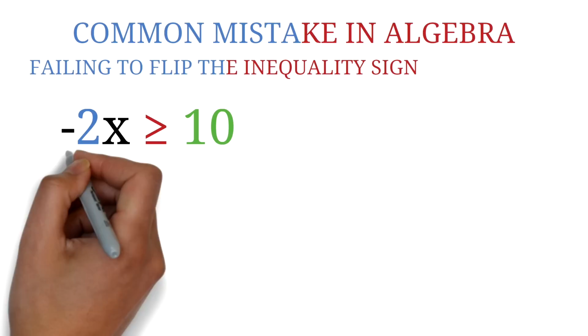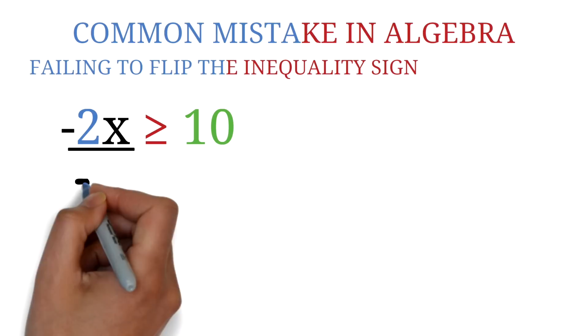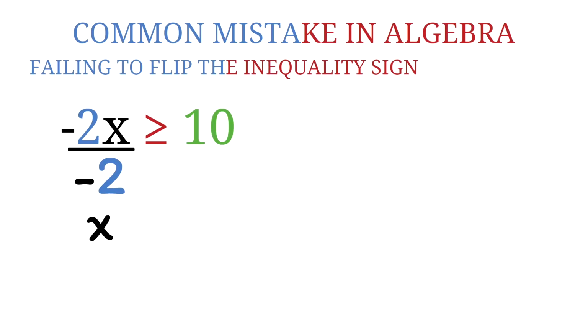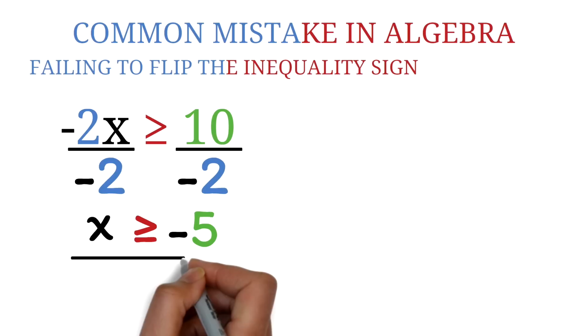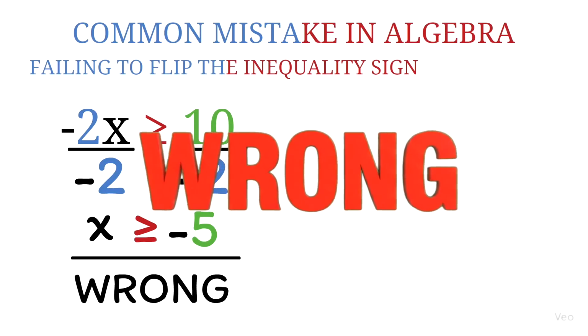What some students do here is to divide the negative 2x term by negative 2 to give us x. Then divide the constant term 10 by negative 2 to give us negative 5. So this gives us the answer x greater than or equal to negative 5. But this answer is incorrect.